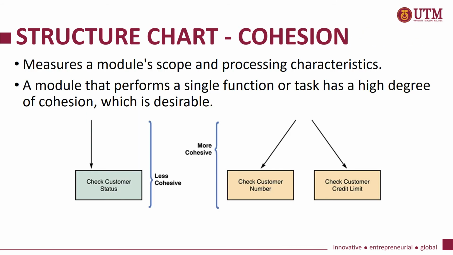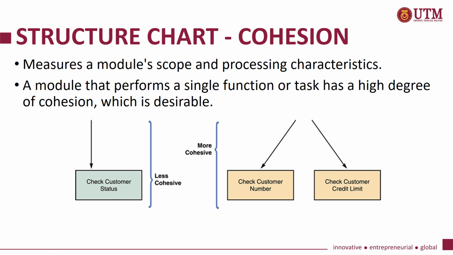Okay, next we talk about cohesion. Actually, cohesion and coupling are more important tools for evaluating the overall design of a structured chart. For your information, it is desirable to have modules that are highly cohesive and loosely coupled. Cohesion measures a module's scope and processing characteristics. A module that performs a single function or task has a high degree of cohesion, which is desirable. Because it focuses on a single task, a cohesive module is much easier to code and reuse.